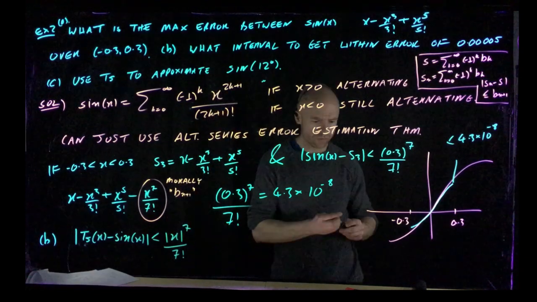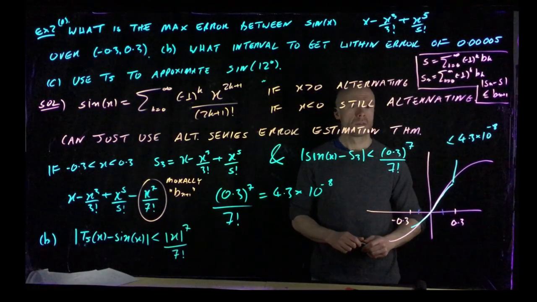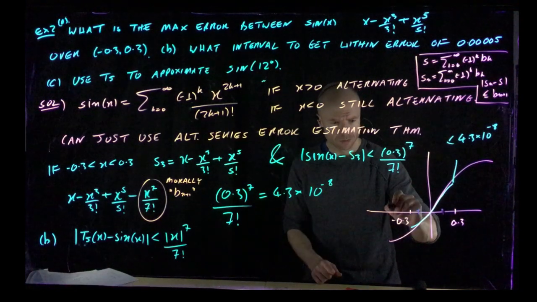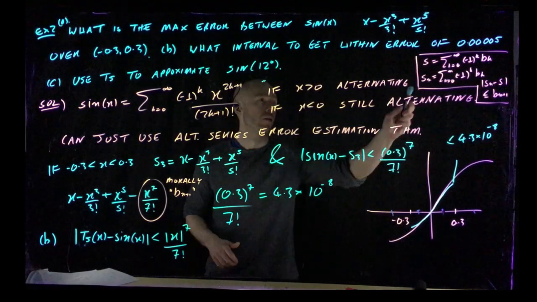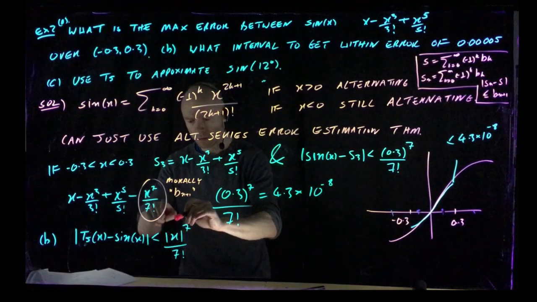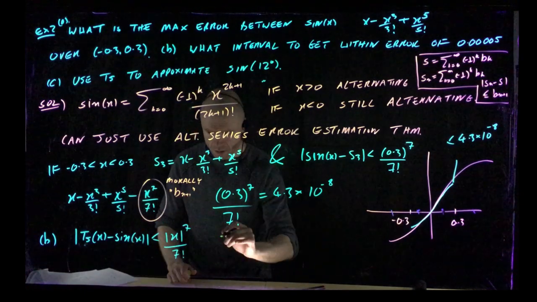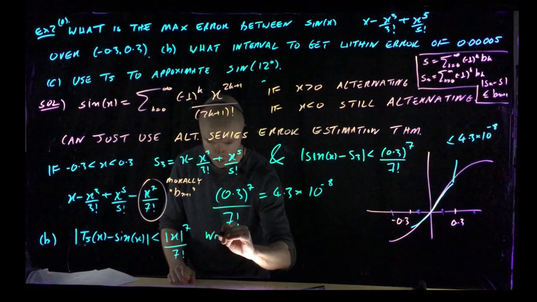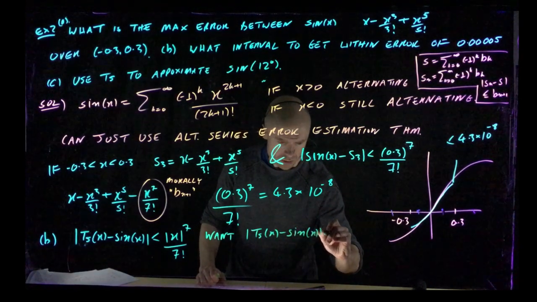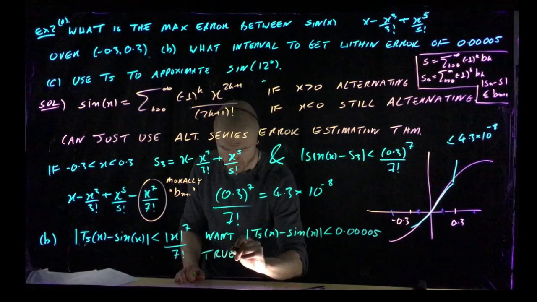And now the job is to try and find the interval somewhere here to here such that that error is even smaller. Well, actually, we are well within that, so we can actually take the interval to be bigger, not smaller. So we're allowed to see how far out we can go and still get the error within 0.00005. So that quantity is the thing we want to be less than 0.00005, right? So we want T5 of x minus sine of x to be less than 0.00005, okay?